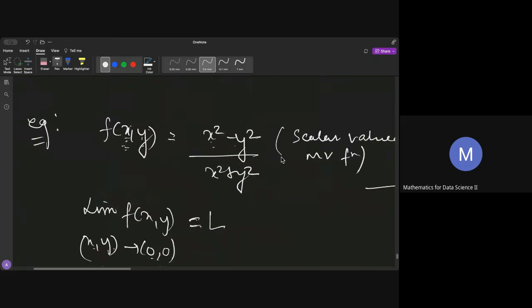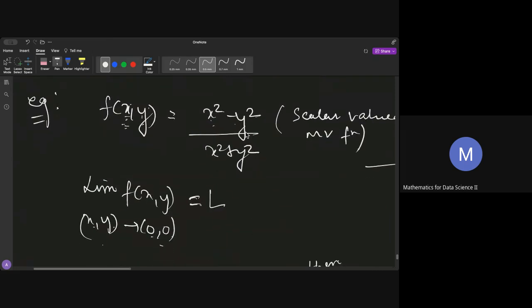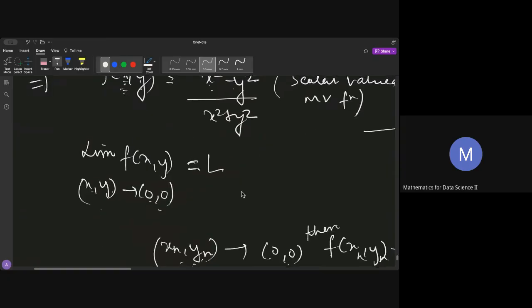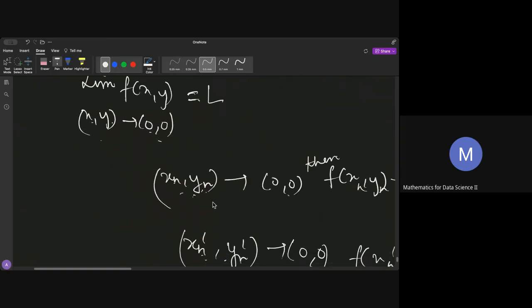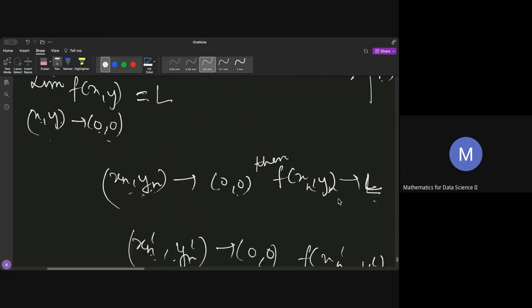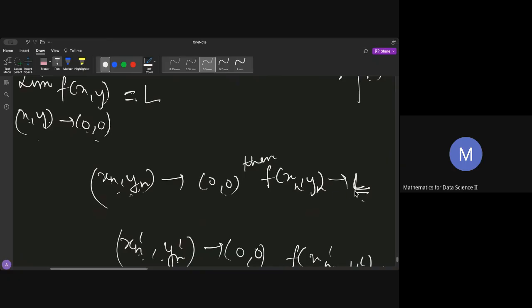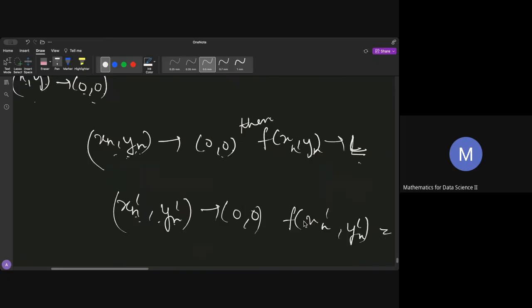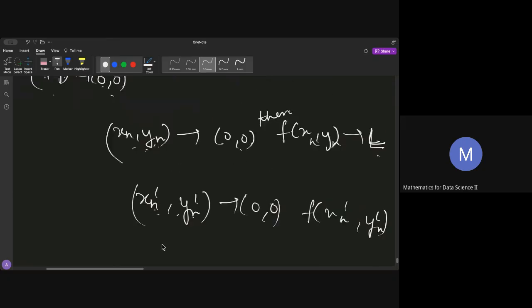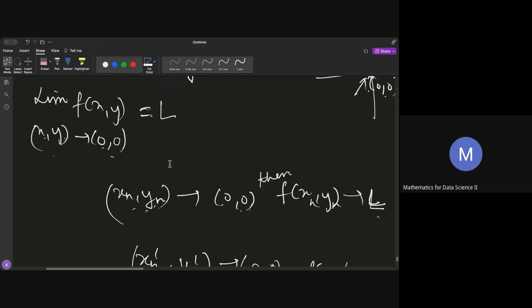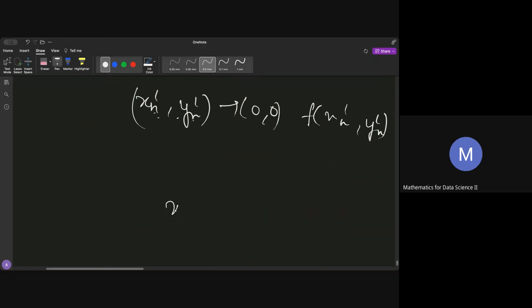Okay, that means if you want to show that the limit does not exist, then it's enough for you to find two sequences such that they both converge to (0, 0), but f(xn, yn) does not go to L, or it goes to two different limits using these two. So let's do this example. You have (x square minus y square) by (x square plus y square).